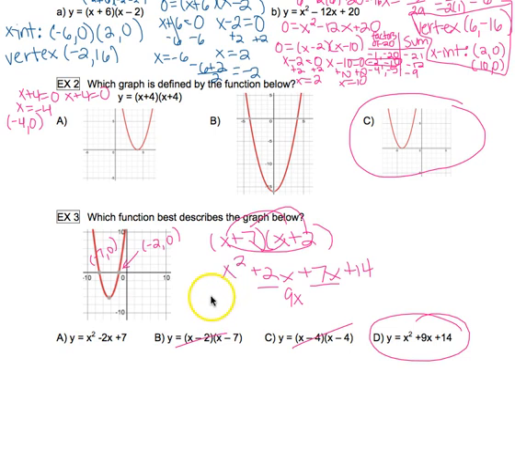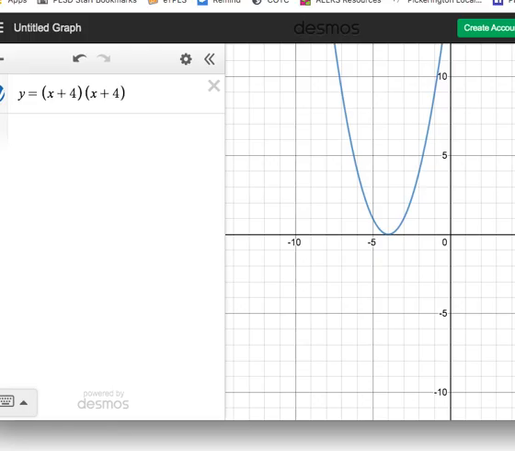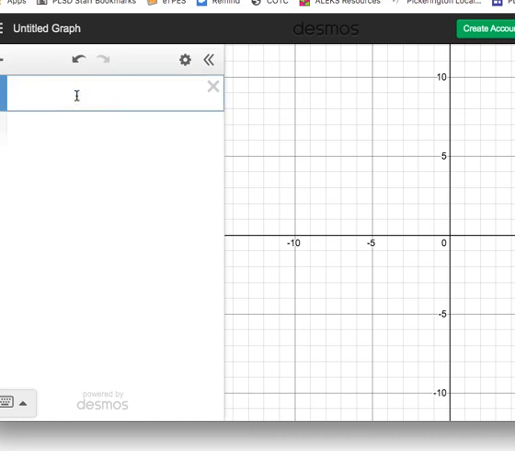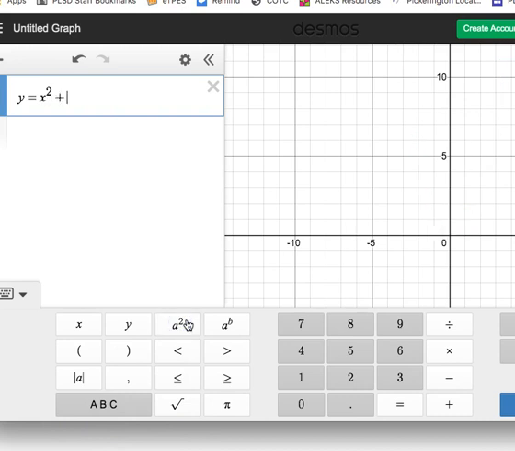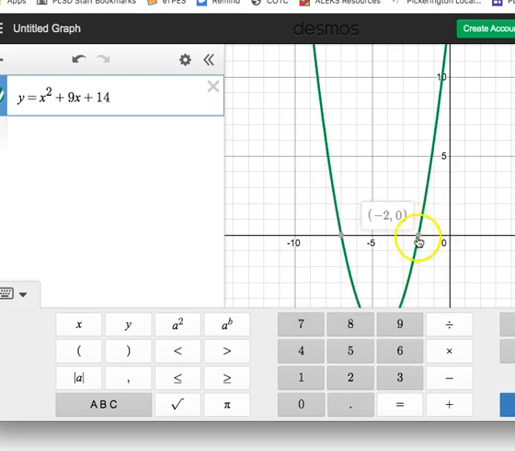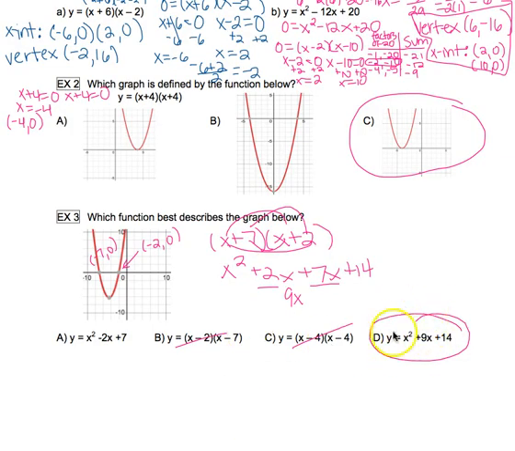You could also, just like I used Desmos on the last one, you could go to Desmos and type in each of these equations until you find the one that matches. So we found D here, x squared. So if I type that one in, y equals x squared. And to get the squared, you can either type the caret or go down here and use this guy. And then it was plus 9x plus 14. And then notice I've got an x-intercept at negative 2, 0. I've got an x-intercept at negative 7, 0. That matches what I had down here.